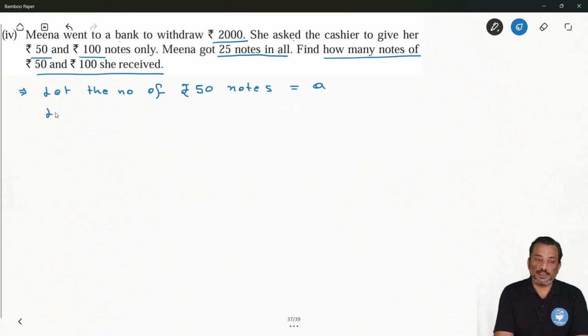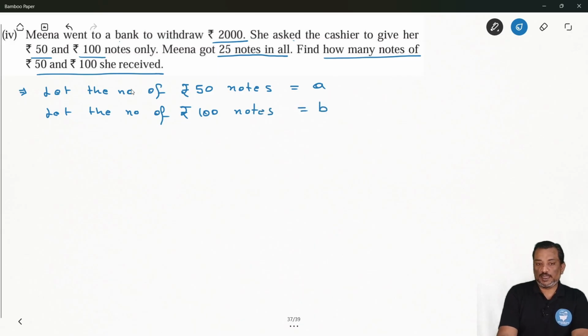Now let the number of 100 rupee notes, 100 रुपीज नोट्स को हम लोग b ले लेते हैं. ठीक है, नोट्स b. ठीक है, तो यहाँ पे बोल रहा है टोटल 100 और 50 का कितना नोट्स मिला है? पहला इक्वेशन तो आपको यहीं पे मिल गया 25.